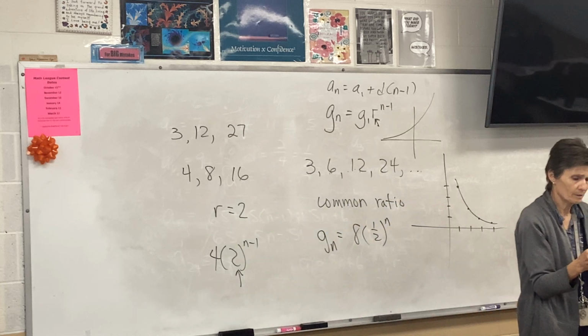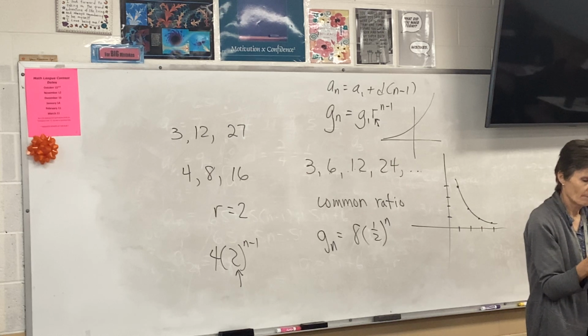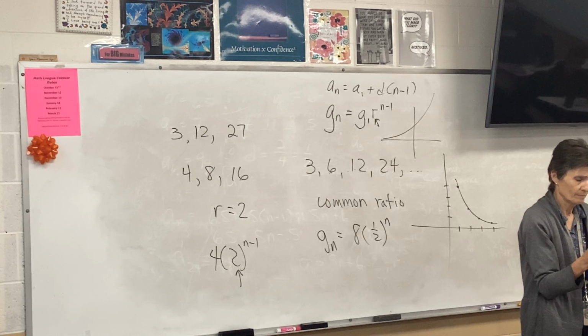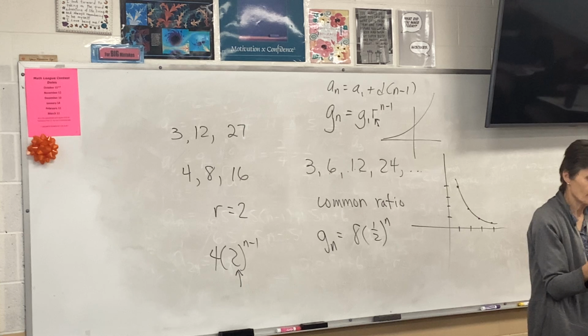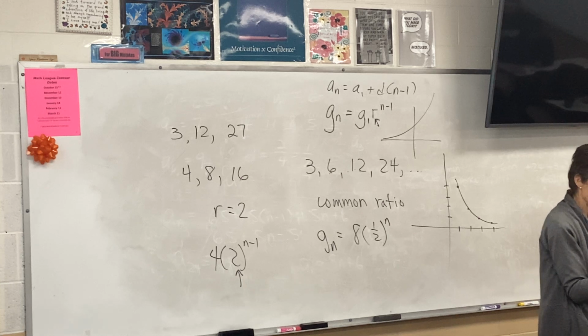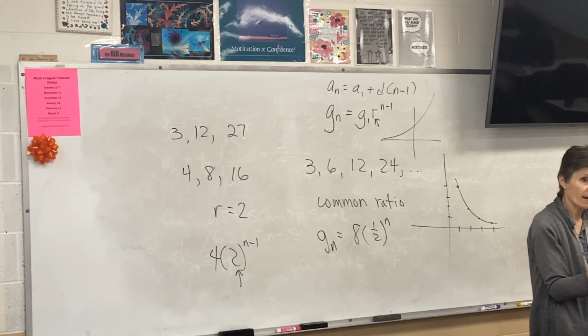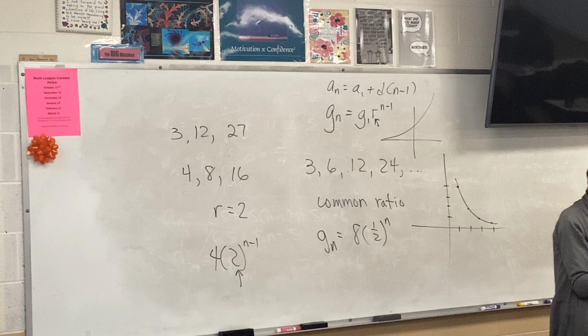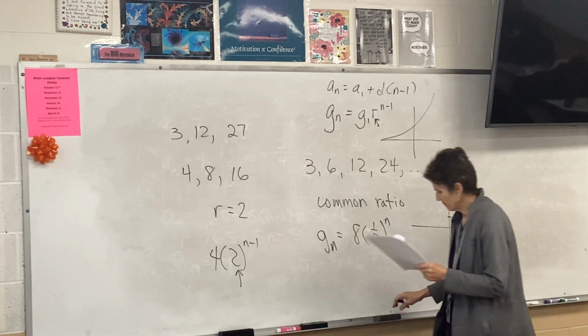What about C? I don't even know. That's kind of weird. Yeah, no, it's not geometric. How about D? Yes. Yeah, and what's the ratio? Negative 1/2. Negative 1/2, yep. Perfect. All right, let's try 7.